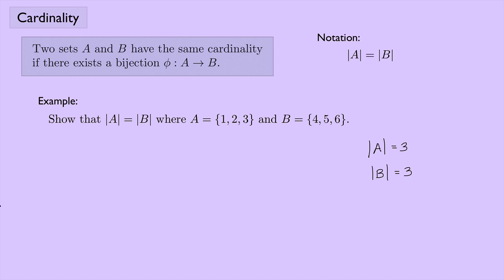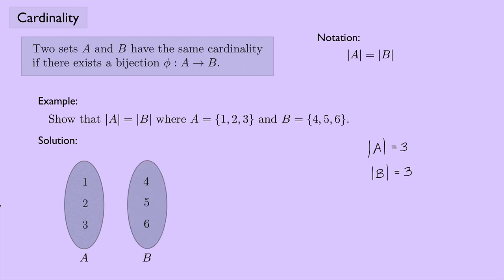But let's actually do this by finding a bijection. So in this case, we have the set A, which has the numbers 1, 2, and 3, and we have the set B, which has the numbers 4, 5, and 6. And I can define a map phi, which maps 1 to 4, 2 to 5, and 3 to 6. This is injective because nothing in the set B has more than one thing mapped to it, and it's surjective because there's something mapped to every element in the set B. And since phi is both injective and surjective, it's bijective. And this shows that A and B have the same cardinality.